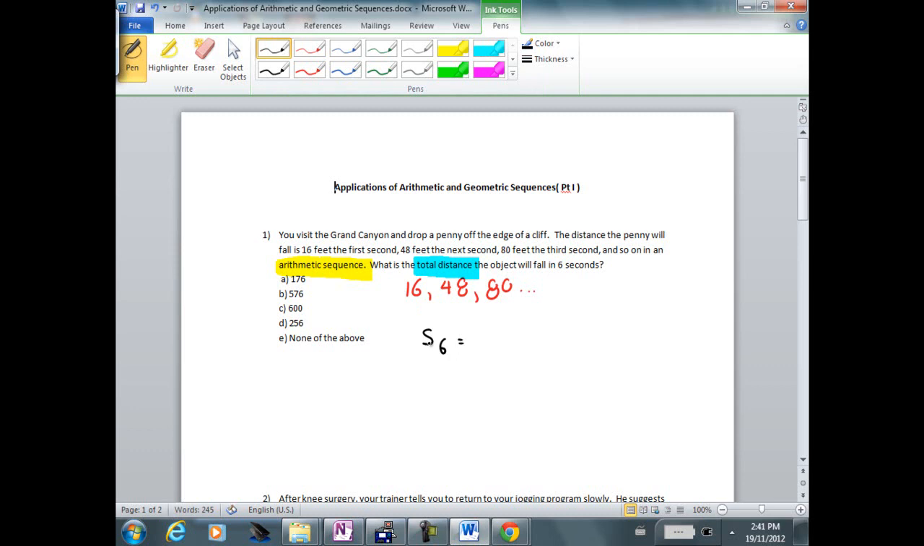S6 equals 6 over 2, times 2 times 16 plus 6 minus 1 times d. D is tricky. If you know what d is, it's 32. And once you have that, you should have 576.